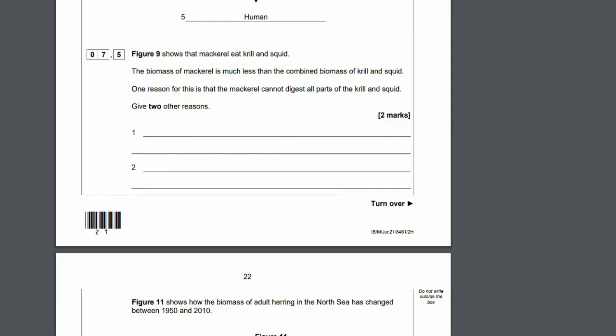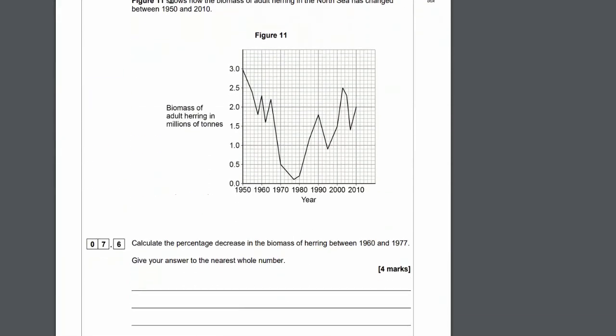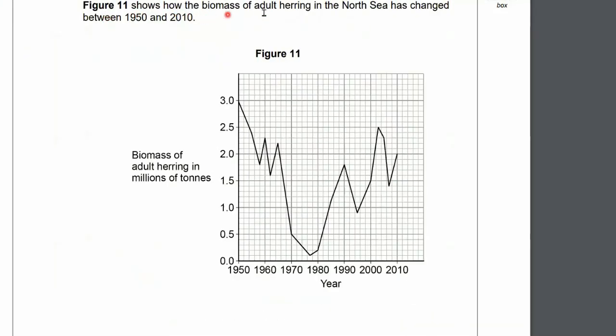Right, we're going to move on to the next question. Figure 11 shows how the biomass has been changing between 1950 and 2010 in the North Sea, and this is of herring.